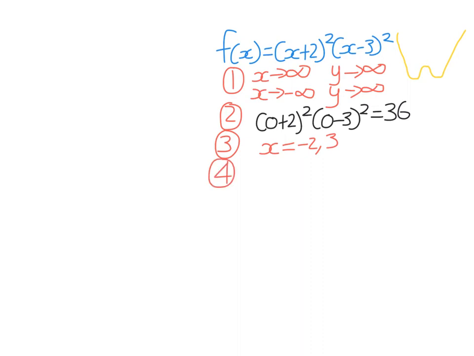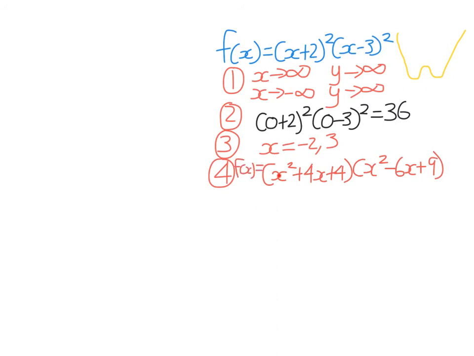So calculating the stationary points is hard for this. We don't know how to differentiate functions like this, so what we're going to need to do is expand this. (x + 2)² gives you x² + 4x + 4, and (x − 3)² gives you x² − 6x + 9. This is just another way to write f(x).